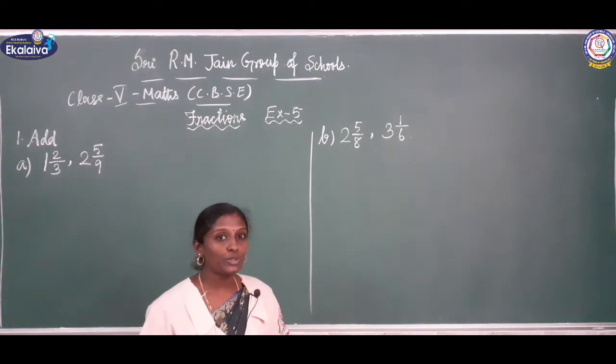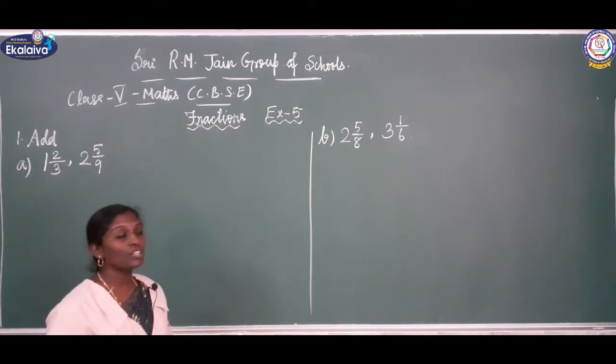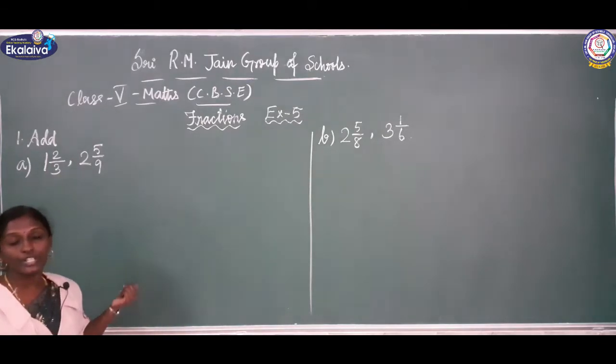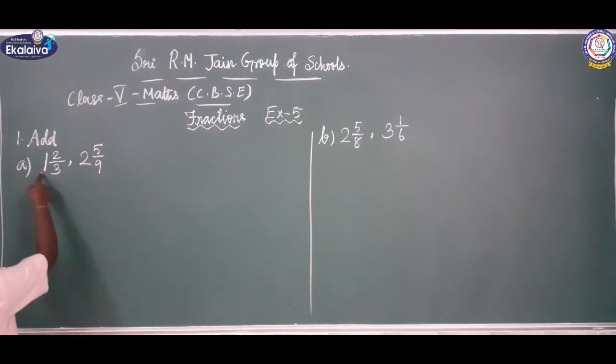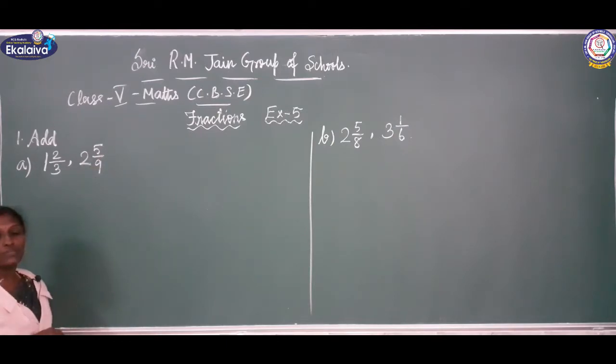Today we are going to do the problems in exercise 5 from the chapter fractions. In this exercise we are going to learn to add the mixed numbers. Okay, to add the mixed numbers, first we have to convert them into improper fractions. Here the given two fractions are 1 2 by 3 and 2 5 by 9. First we are going to convert the mixed numbers to improper fractions.